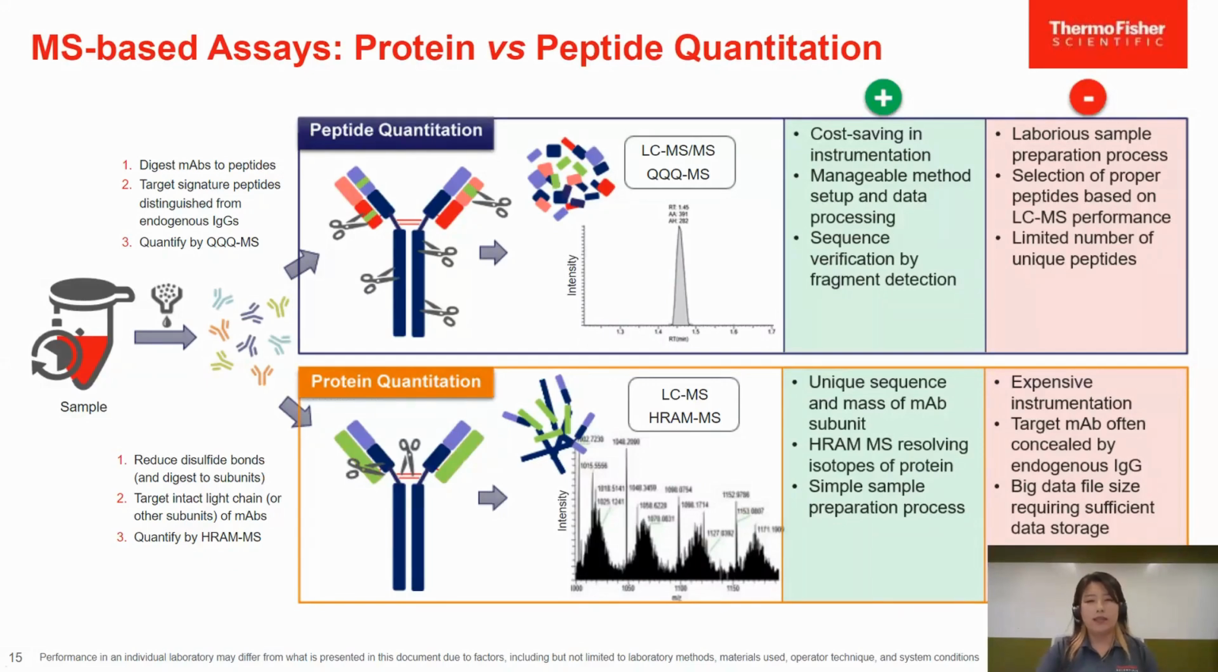However, the HRAM mass spectrometer is relatively expensive compared to the triple quad. Also, during the analysis, target mAbs are often concealed by the endogenous IgG. And since it requires high resolution mass spec data, this generates a big data file size, so you have to make sure that you have sufficient data storage.